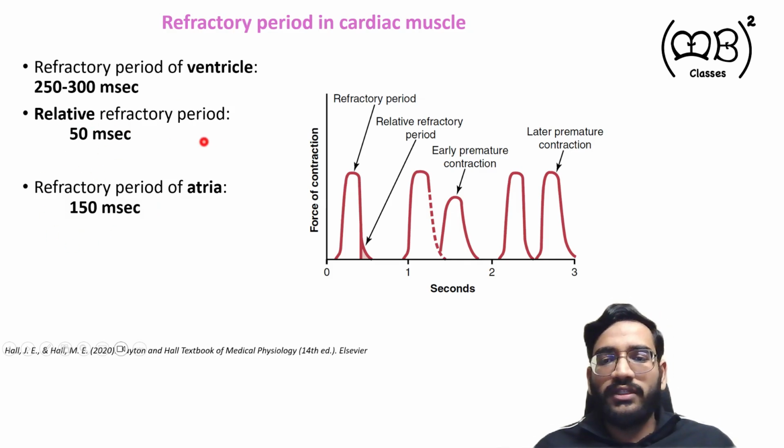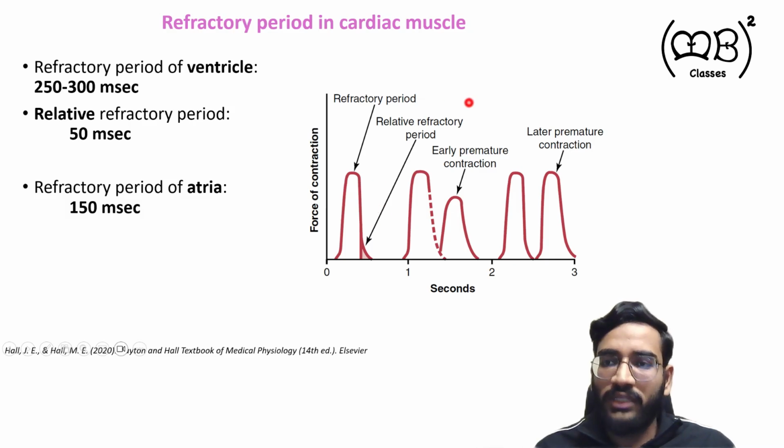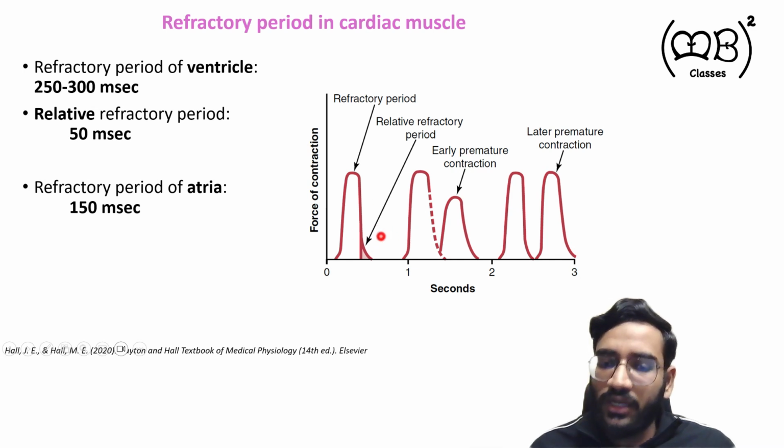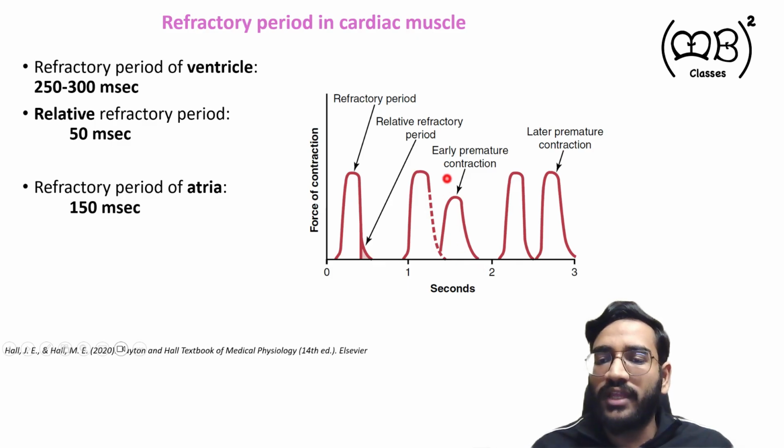The relative refractory period is the period in which if a stimulus of more than normal strength comes, then it will be able to stimulate the cardiac muscle, or generate an action potential. But the major thing we can notice here is that if there is an early premature contraction, when the supramaximal stimulus comes in the relative refractory period, the strength of contraction is lesser than the strength of contraction which is normally there, which is different from what happens in a skeletal muscle.